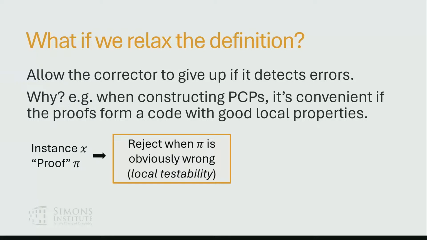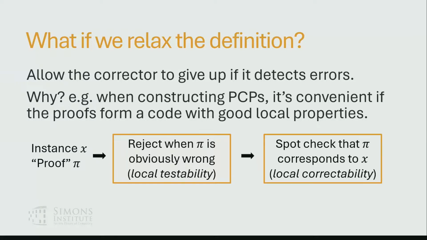And once you know that the proof is not obviously wrong, the next thing you have to do is check that the proof actually corresponds to the instance. For example, if the proof is a valid proof, but it's for an instance that has nothing to do with X, then you have to detect this case. And so this is intuitively where you could use something like local correctability to extract some information to make sure that pi has something to do with X.